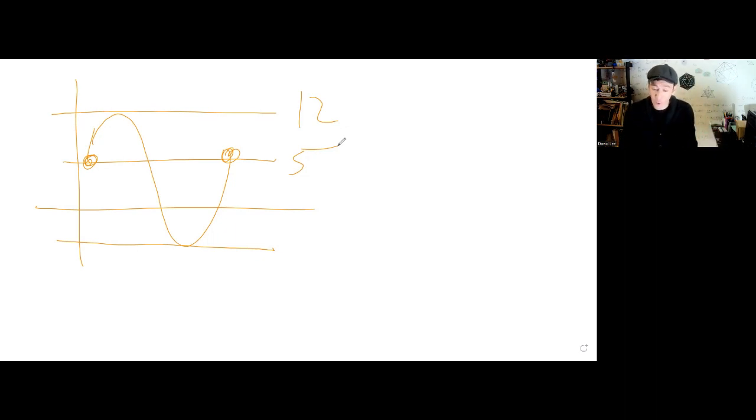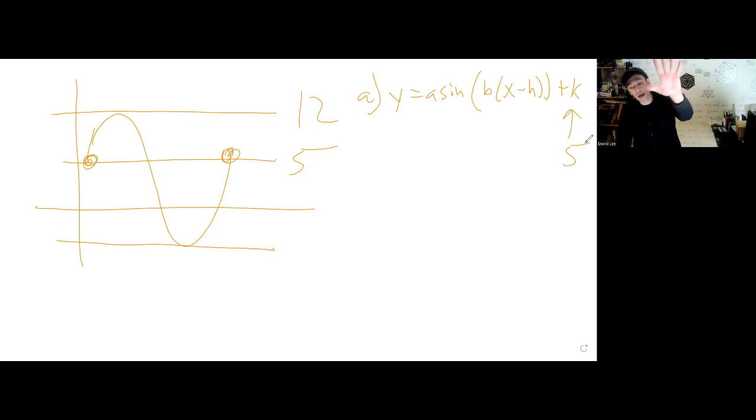And we know what the goal is. The goal is to write an equation for part A that goes y equals a sine of b times (x minus h), plus k. So we have a sine wave, we have the sine equation. Recall that k is the middle line, which in this case is 5.